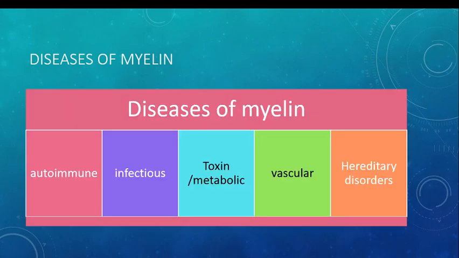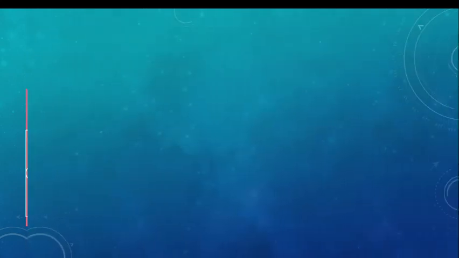Now, diseases of myelin can be divided into two categories: one is the dysmyelinating diseases, another is the demyelinating diseases. And when we read about demyelinating diseases, these are the following etiologies. One is the autoimmune causes, secondly infectious, third toxins, then vascular and hereditary disorders. Out of all these, autoimmune causes form a major part.